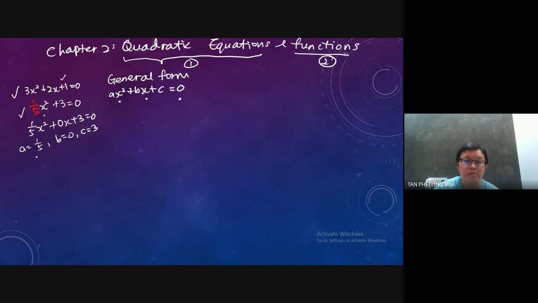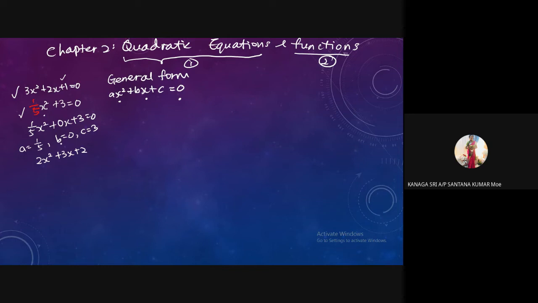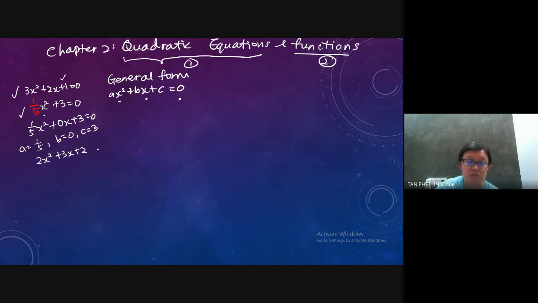How about this one? 2x squared plus 3x plus 2. Is this a general form? No. Why no? They don't have equals to 0. Whenever there is no equals to 0, then it cannot be. It is not even an equation. It is a function.